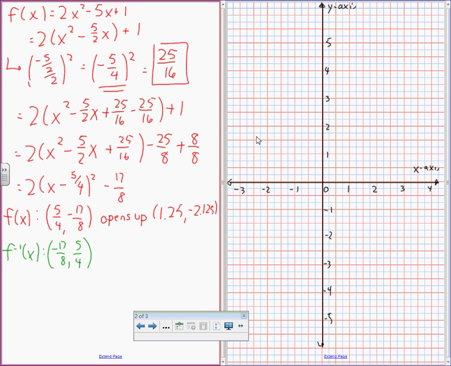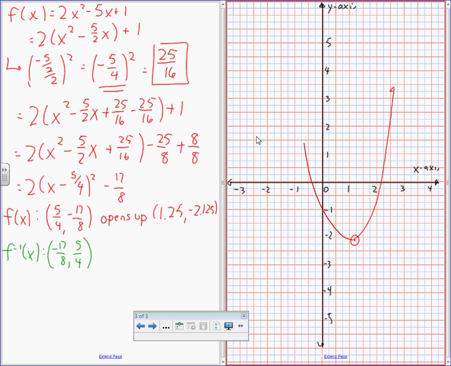I'm going to do it in terms of everything as fractions, but if you need to do a decimal, go ahead. So 5/4, again, I have everything in terms of quarters. Is there negative 2.125? It's going to be like this. We're opening upwards, so it's going to look something like this. Again, you don't need to find your roots. I didn't ask you to find the roots, I just said find the vertex and sketch. So there's f of x.